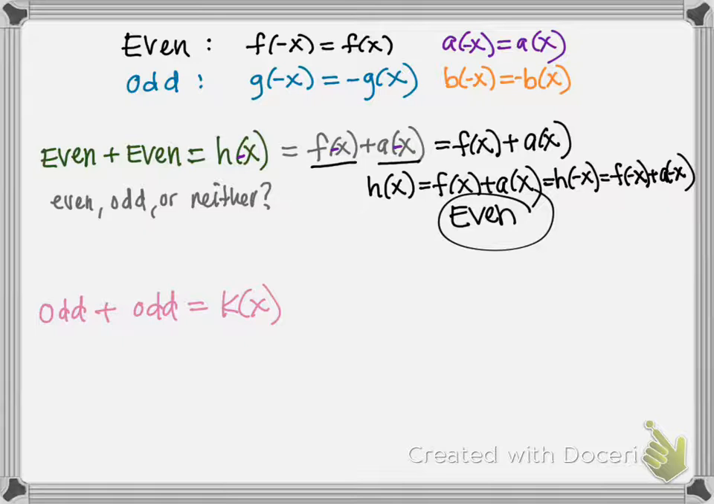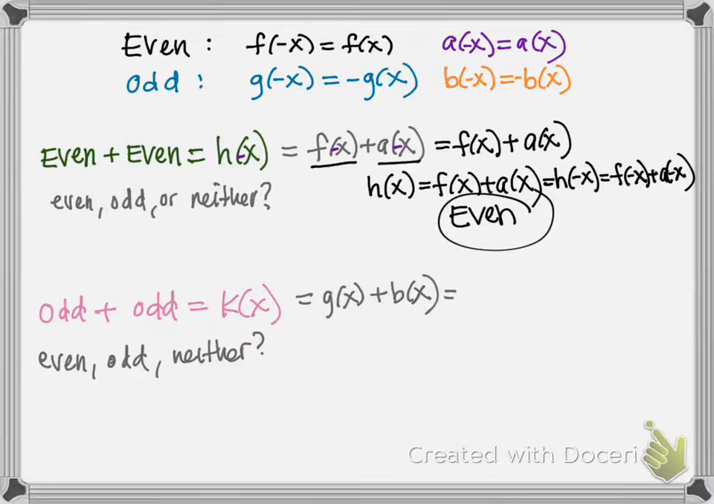The next part is to add the two odd functions and see what you get. Do you get an even function, an odd function, or neither? So when we add the two odd functions together, we'll call that k of x, the new function. The odd functions are in blue and orange. The original odd functions are called g of x and b of x. The rules there apply when you plug in a negative x. So if, for instance, we plug in negative x and we get the exact same function, g of x plus b of x, then it would be even.